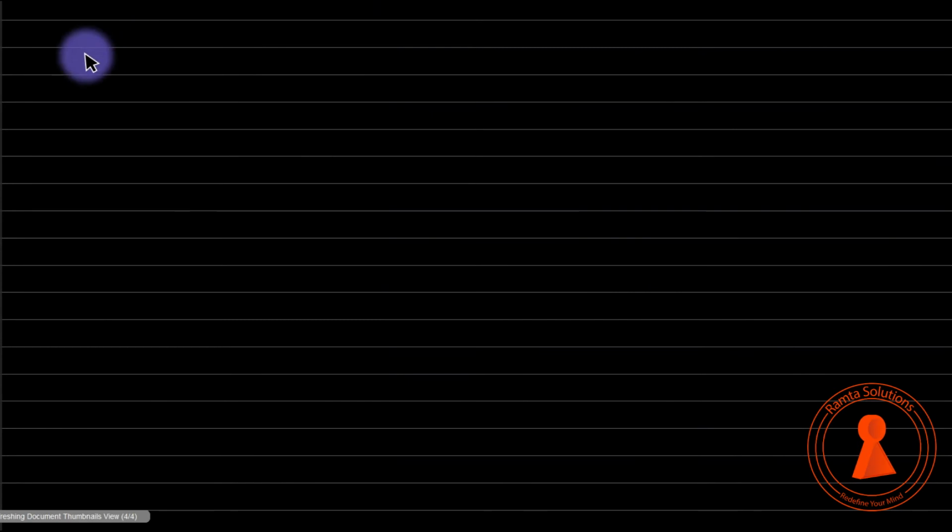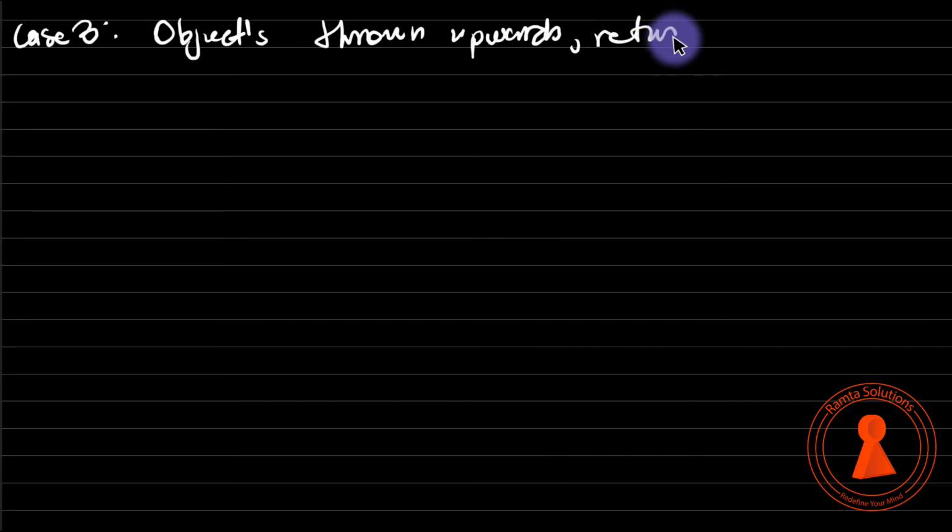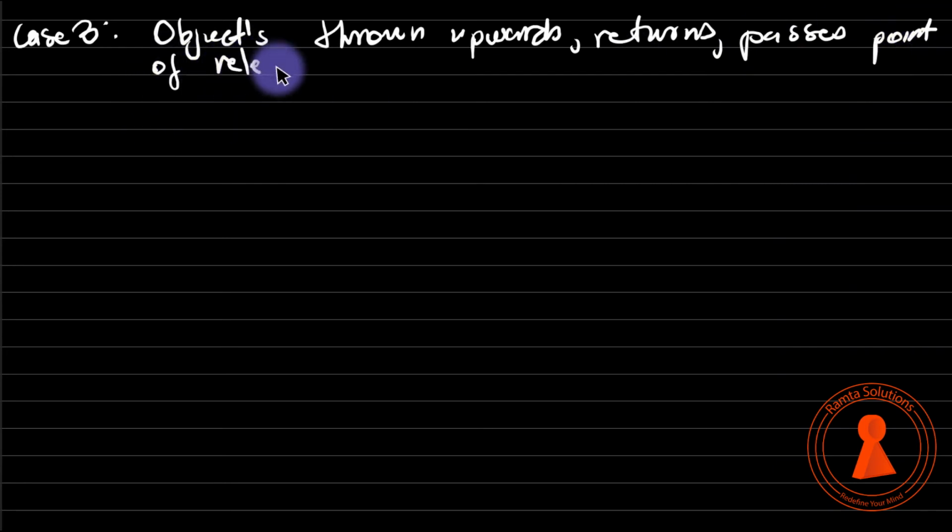Now case 3: the object is thrown upwards, returns, passes point of release, and hits the ground.